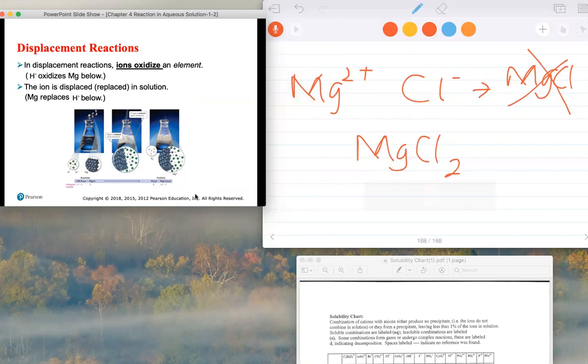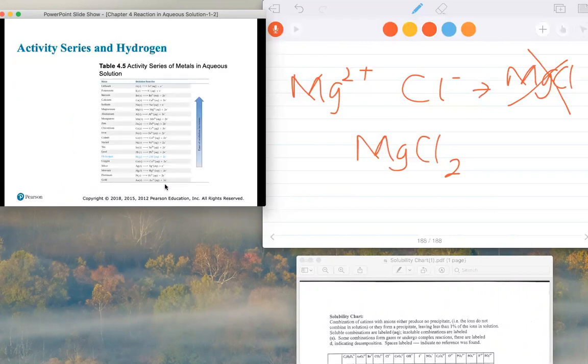We're writing your product in a single replacement reaction. Remember to assign the oxidation state based on what we just talked about. This is magnesium by itself. Oxidation state is 0, right? Balance the equation and you end up with that for a single replacement reaction.